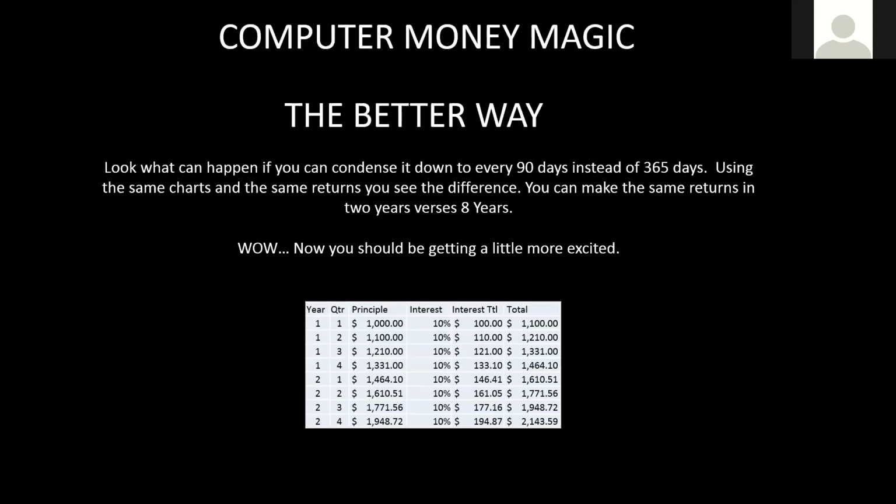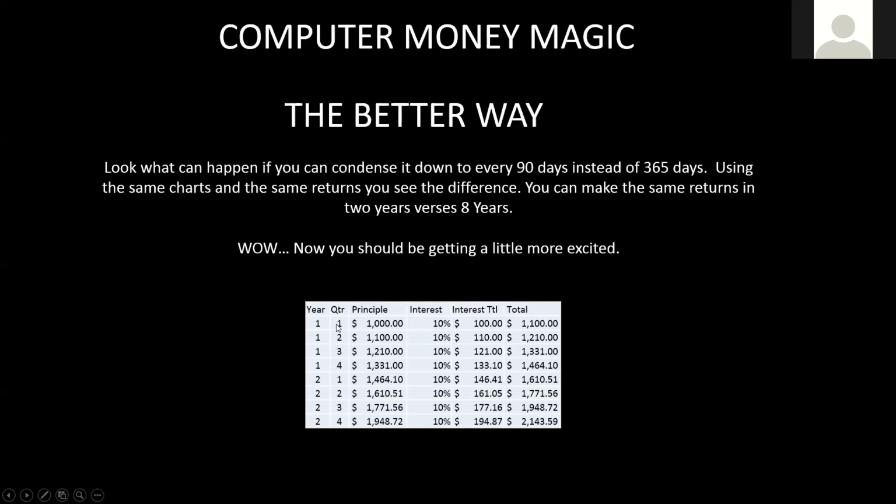So with computer money magic, there is a better way. Look at what happens if you can condense that cycle down to every 90 days instead of 365 days. Using the same charts and the same returns that we had before, you can see the difference. You can make the same returns in 2 years versus 8. So now you should be getting a little bit more excited.